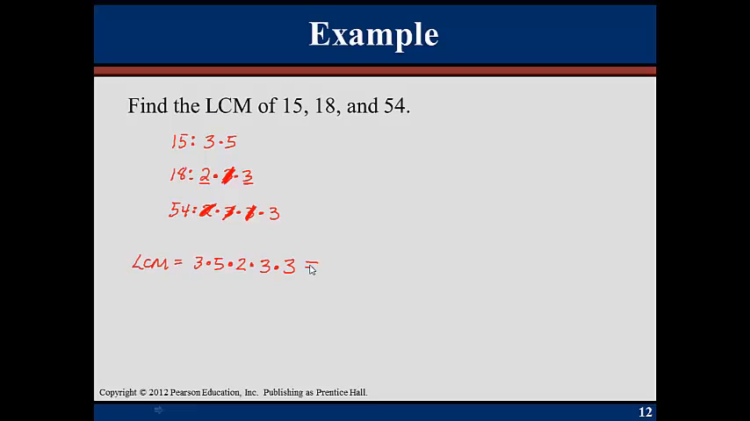And then we multiply everything together. So 3 times 5 times 2 times 3 times 3, which is 270. So the LCM is 270. Go in our books to page 218.